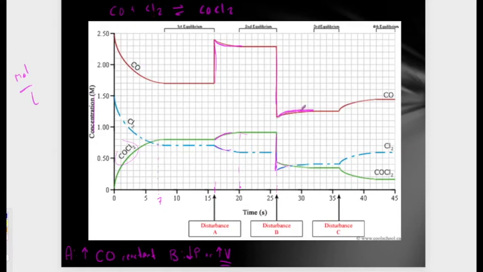It made more CO. It made more Cl2. It consumed CoCl2. So the reaction shifted to the left. Okay. And then a new equilibrium gets established around 31 minutes. And then at 36 minutes, I cause another disturbance, disturbance C. What do you think happened for disturbance C?